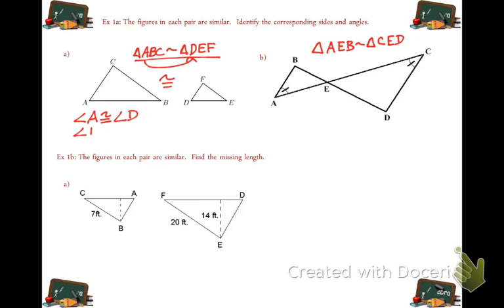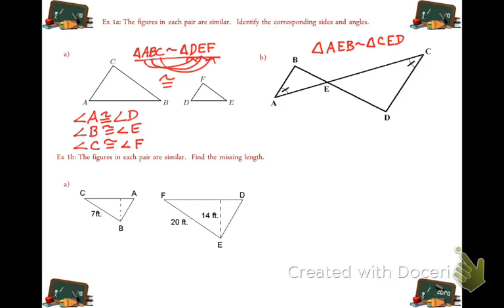So if I look at it, angle B must be congruent to angle E. Notice how they're going in order. And angle C is congruent to angle F. So that's how they correspond to each other.